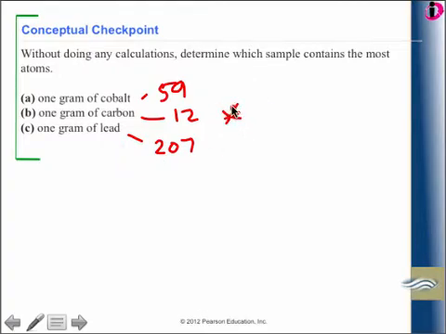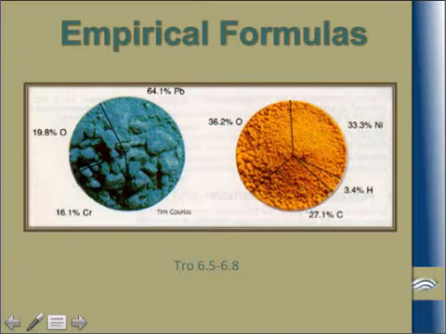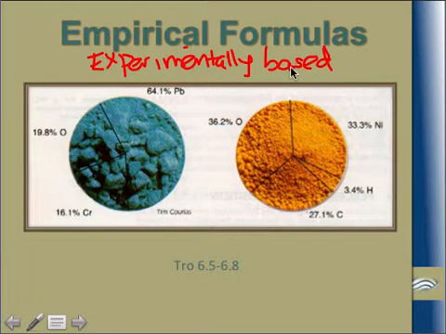Okay, hopefully you're thinking carbon would have the most atoms because it's the lightest mass, so a gram of carbon yields more atoms for you than a gram of the others. So now let's get into empirical formulas. That's a fancy name. Empirical means by experiment.